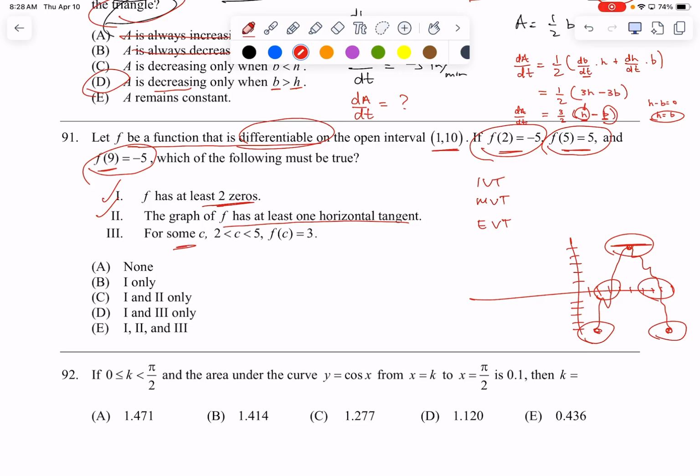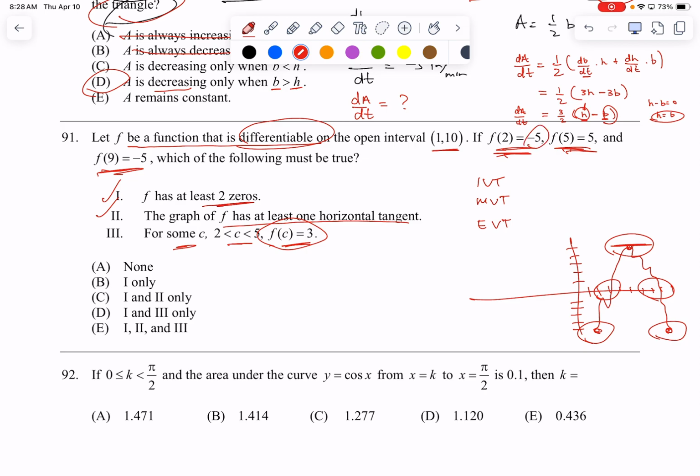For some C from 2 to 5, does f of C have to equal 3? As long as I can show the slope of the secant is equal to 3, I have to show where there's an AROC equal to 3. So I can only take the points I'm given. So I need to show that if I take the slope between either these 2 points, or the two endpoints, or these 2 points. You're just gonna have to sit there and figure out the slope.